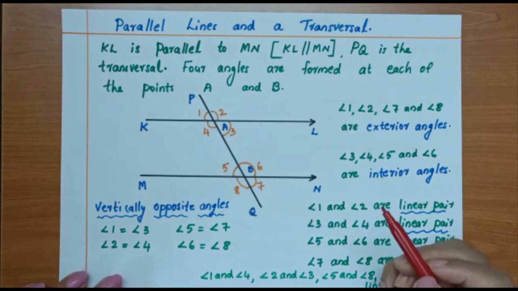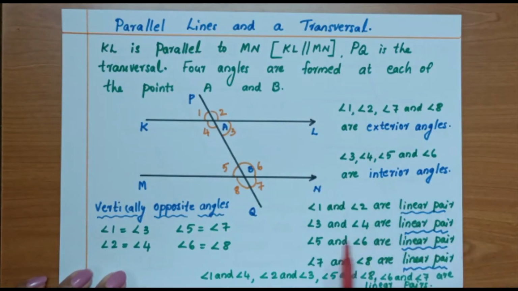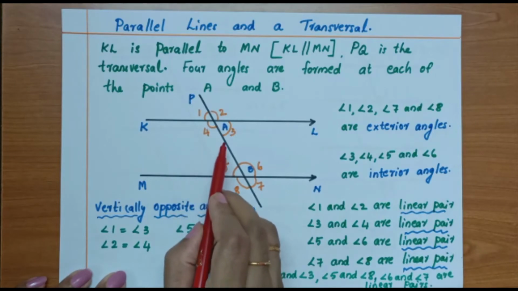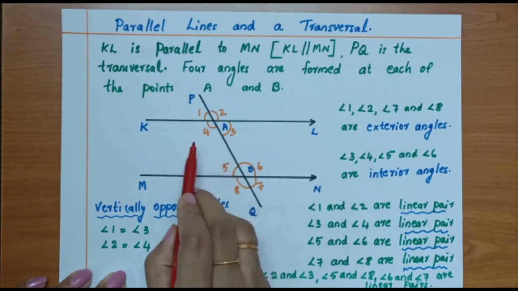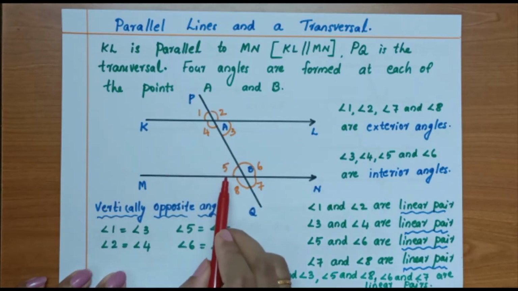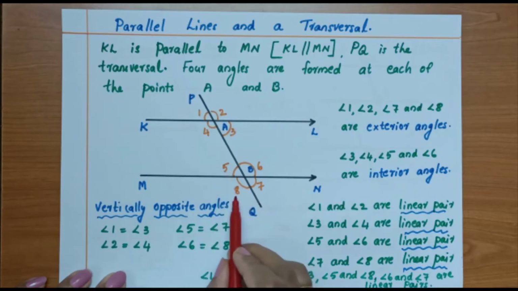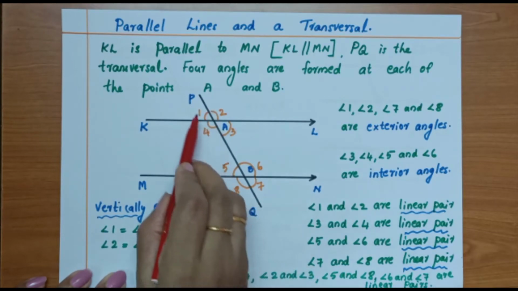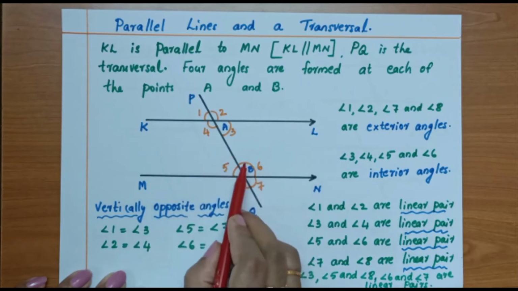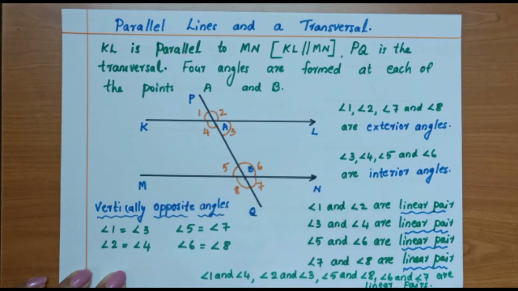So which of these are the linear pairs? Angle 1 and 2 are linear pairs. Angle 3 and 4 are linear pairs. Angle 5 and 6. Angle 7 and 8. Angle 2 and 3. Angle 1 and 4. Angle 6 and 7, angle 5 and 8. All these are linear pairs.